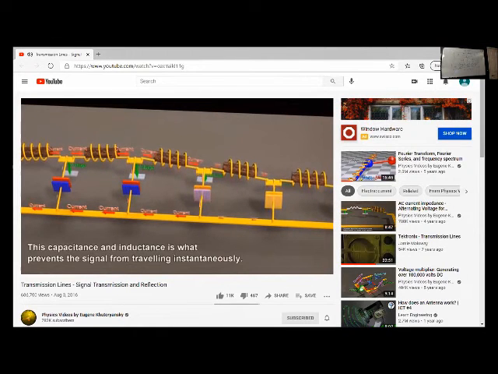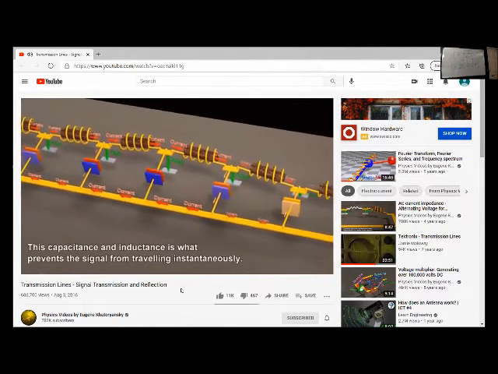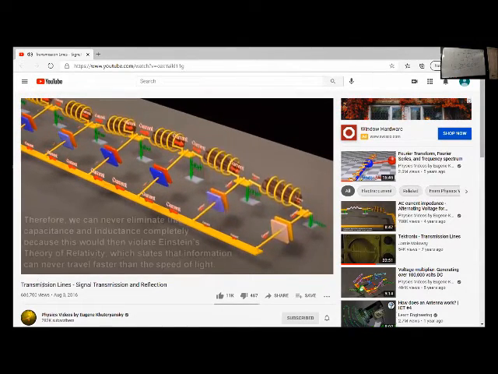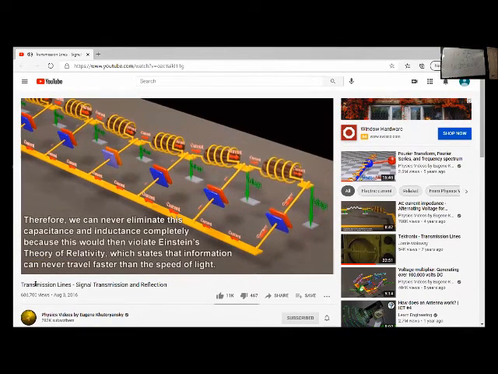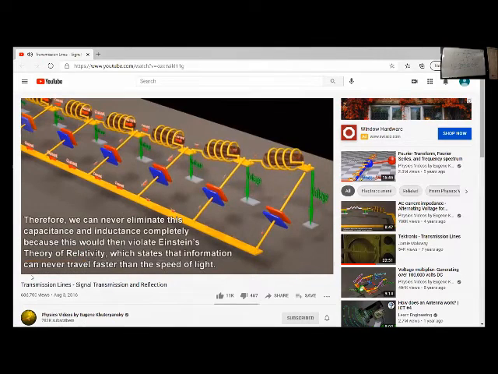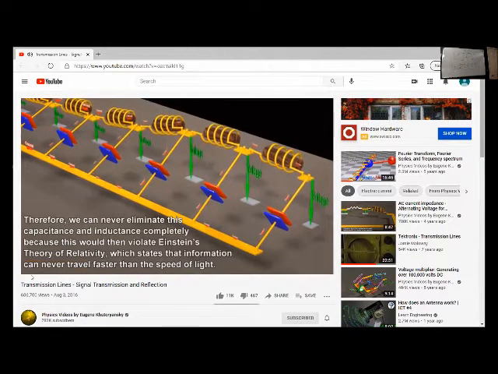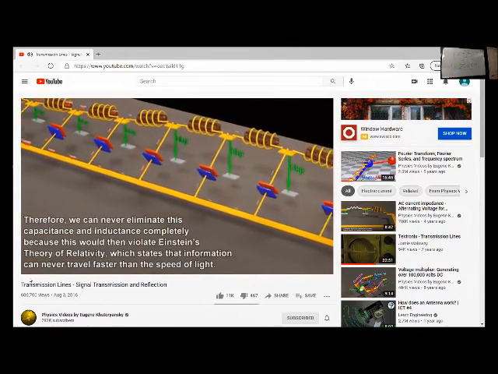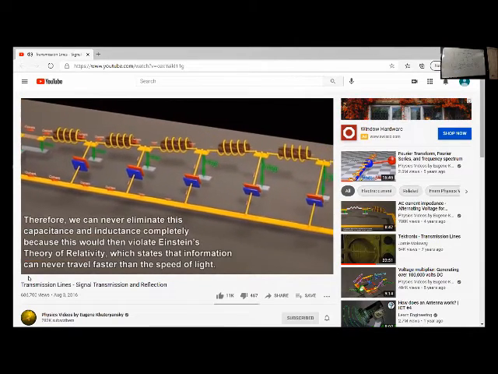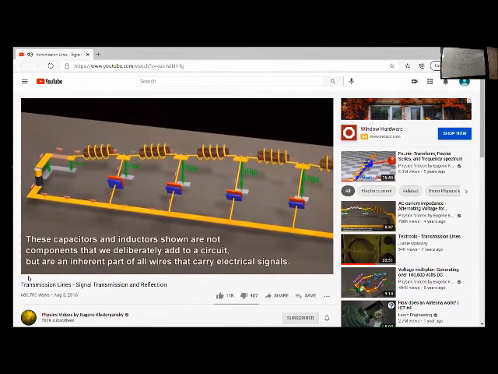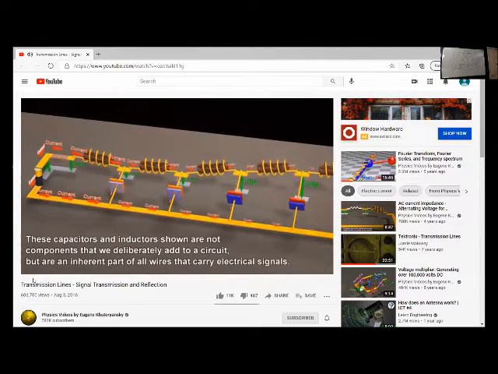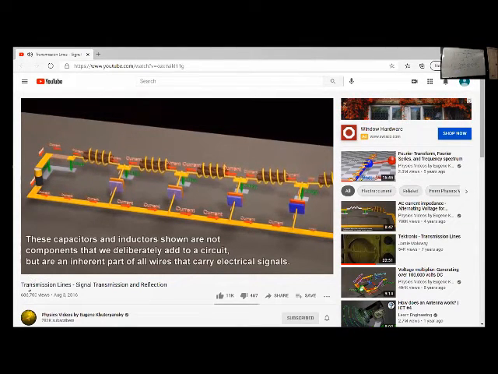This capacitance and inductance is what prevents the signal from traveling instantaneously. Therefore, we can never eliminate this capacitance and inductance completely, because this would then violate Einstein's theory of relativity, which states that information can never travel faster than the speed of light. These capacitors and inductors shown are not components that we deliberately add to a circuit, but are an inherent part of all wires that carry electrical signals.